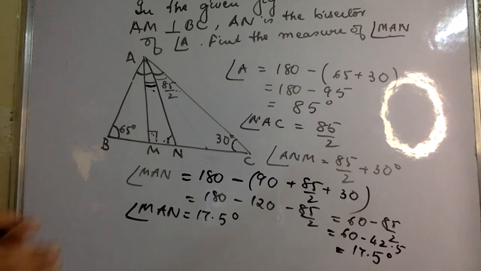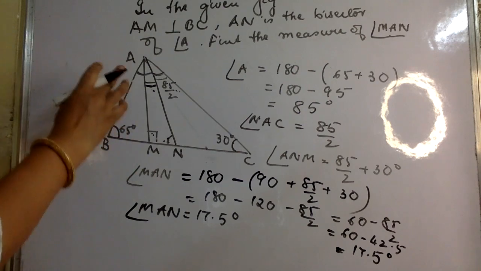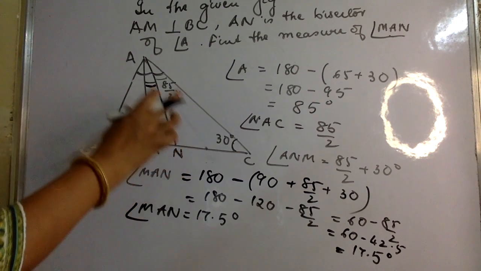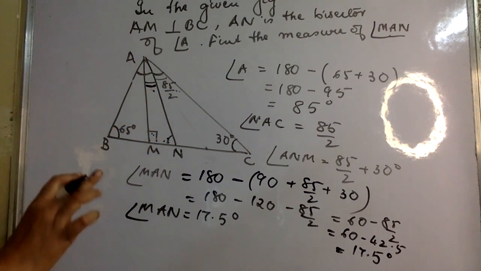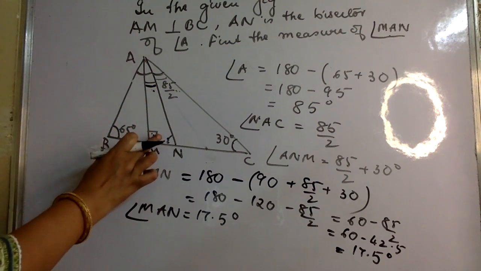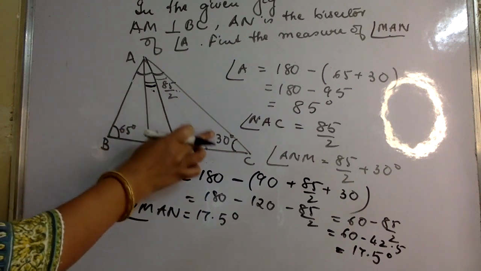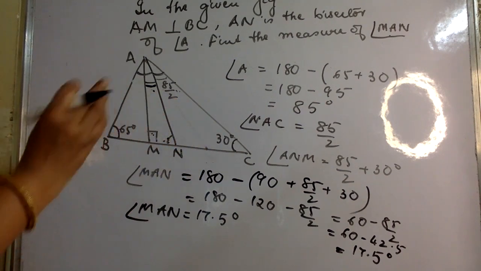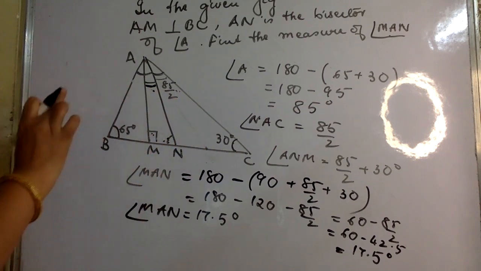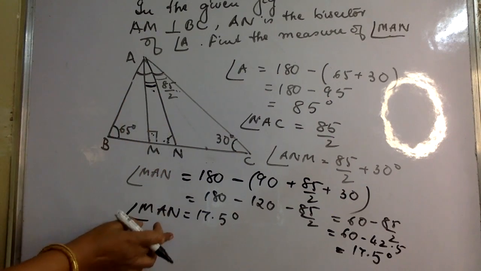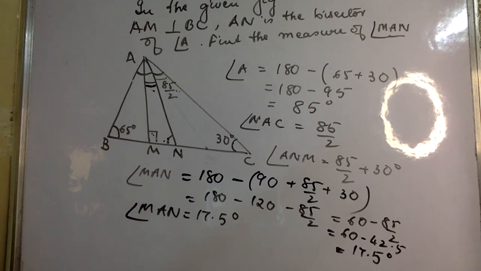So what are the things we used here? The first thing that we used here is the angle bisector. Then the triangle sum property was used for the big triangle. Then what did we use? We used that the exterior angle is equal to the sum of interior opposites. And once again we used the triangle sum property for the small triangle to get the value of this angle.